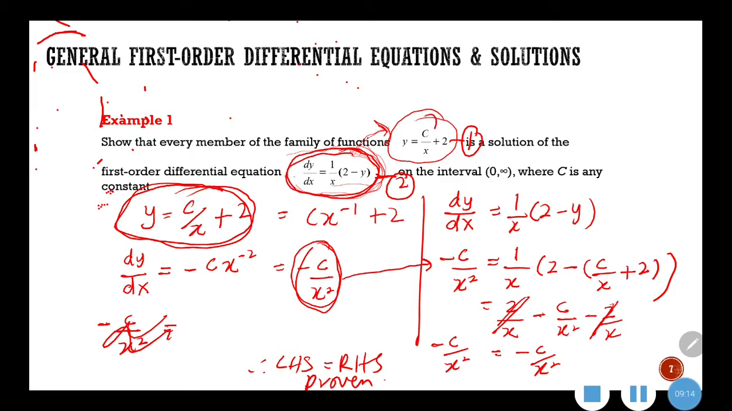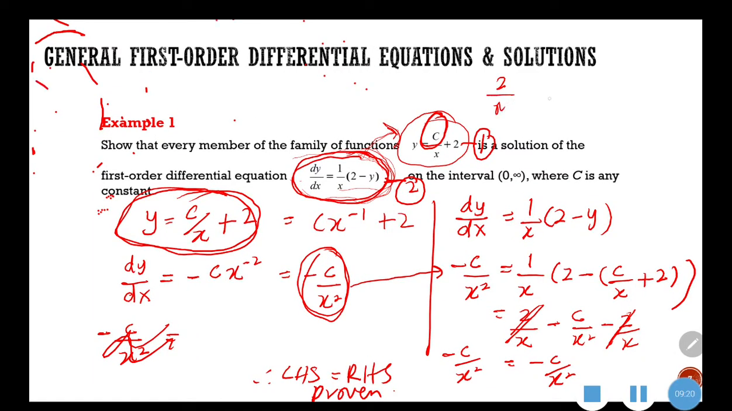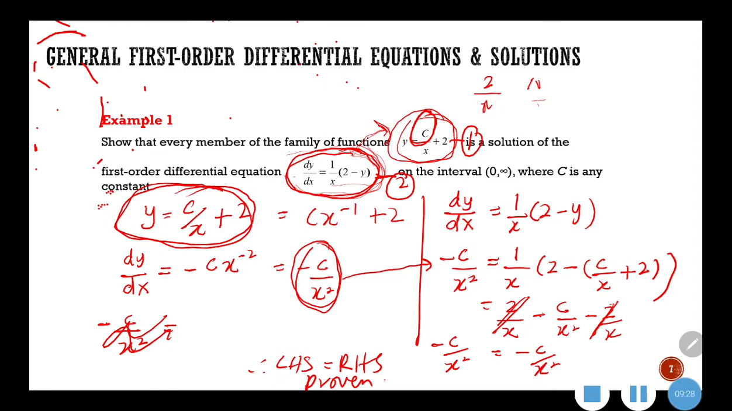Where c can be any number. We do not specify. C can be 2 over x, or 10 over x. So this is what is called a general solution. It has many possible solutions. Okay, we are done with example 1.